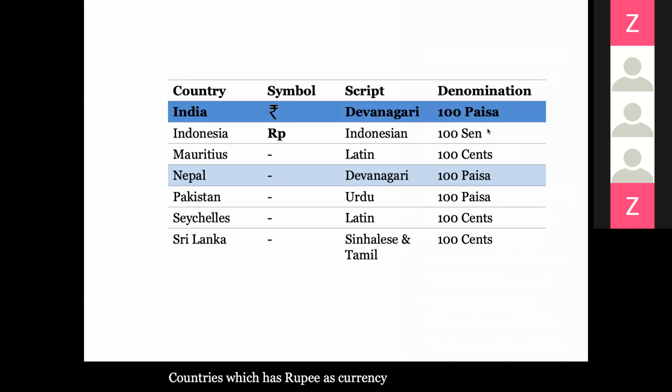You can also see the denominations. Yeah, we have paisa. The rest of them also use paisa, cents, and so on. But the rupee is the same. The currency is called the rupee. Indonesia writes it like RP, and the rest of them write it like RS, just the way we used to write earlier.